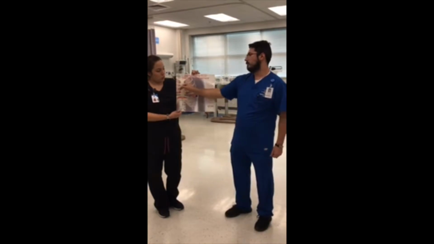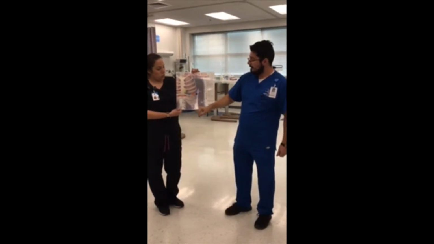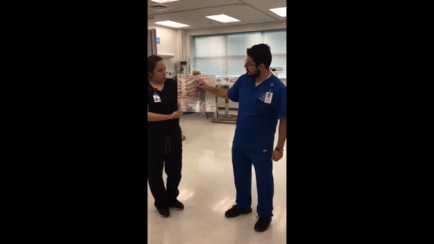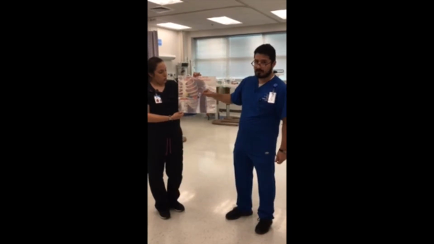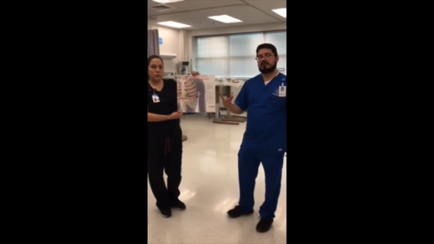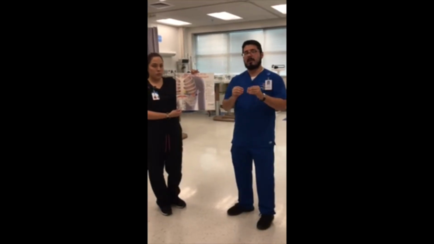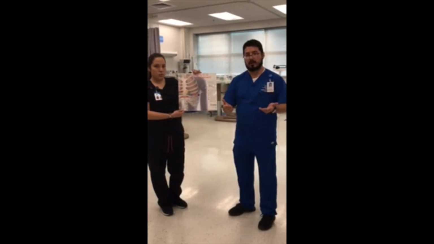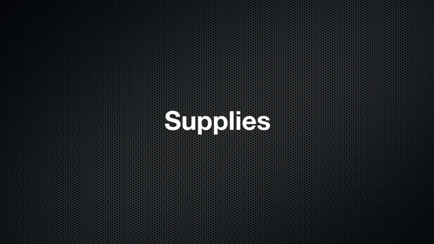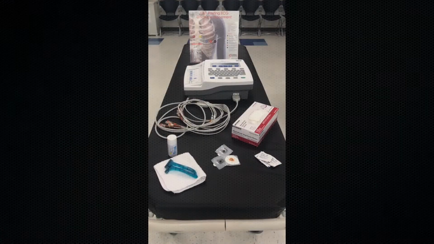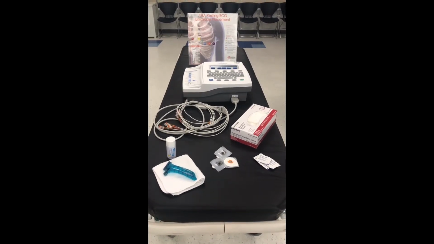V5 to right arm, left leg to left arm. That's one angle in itself. And it's how it measures this electrical conductivity to be able to determine where exactly on the heart there could be something going wrong.